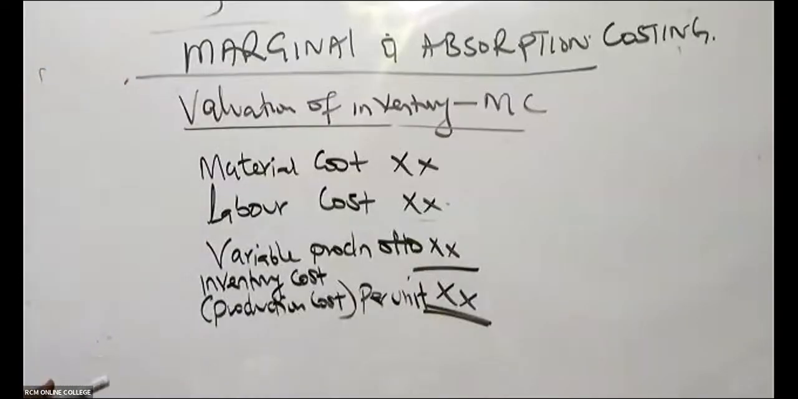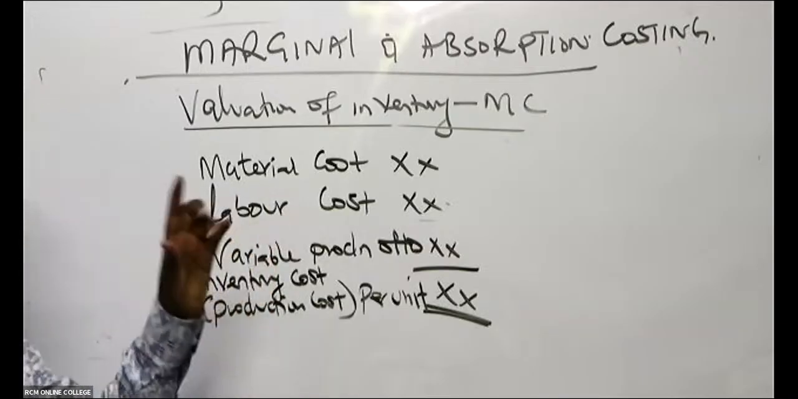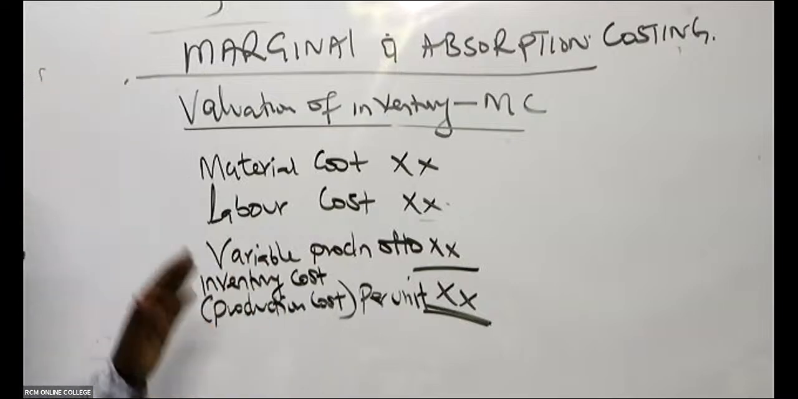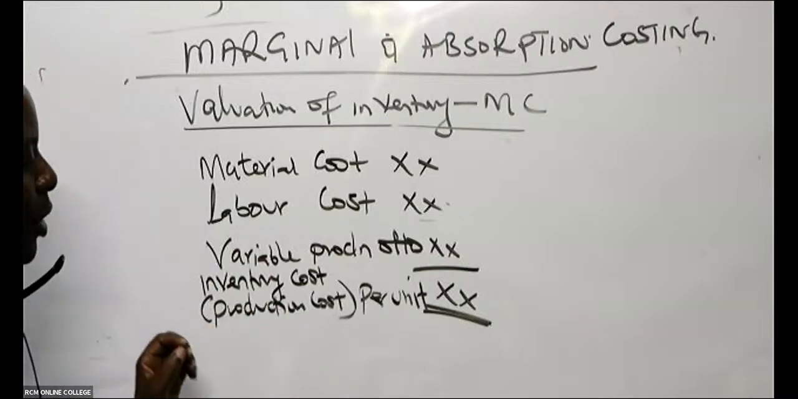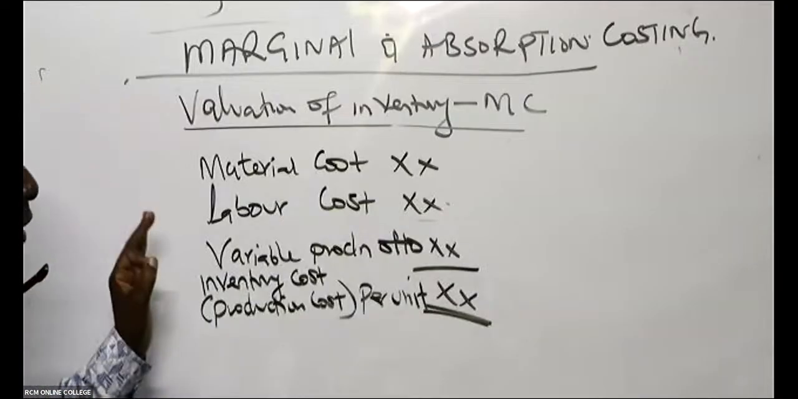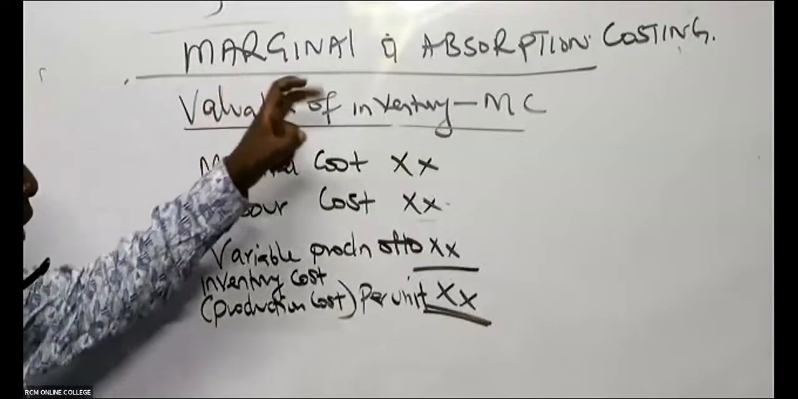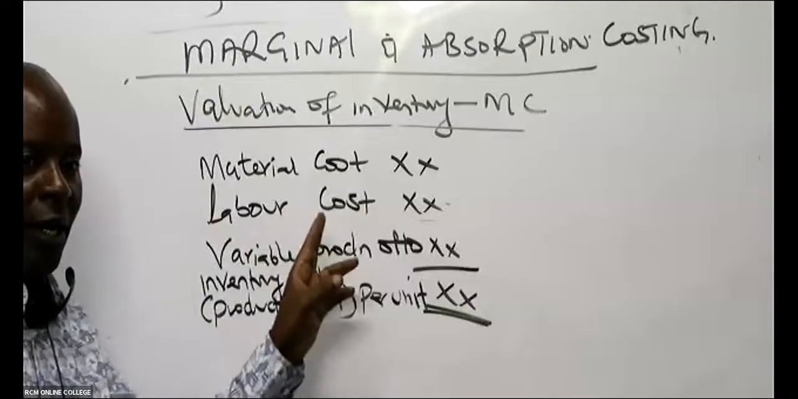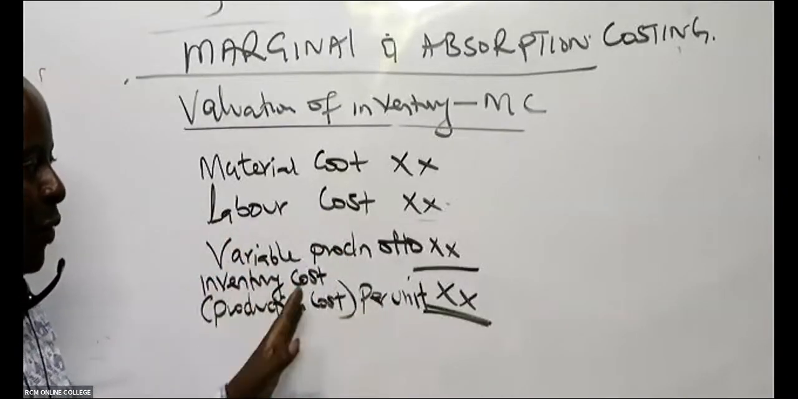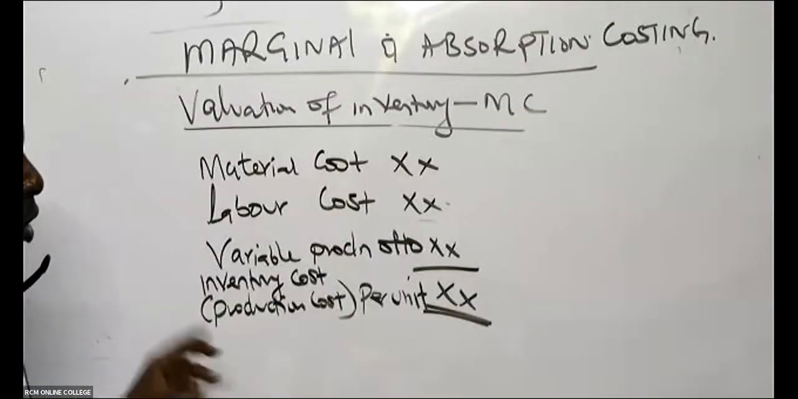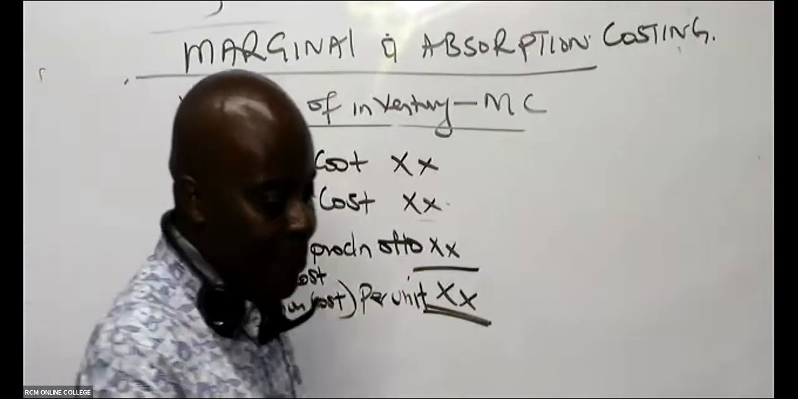Anytime you want to value your inventories under marginal costing, we cannot bring in fixed cost. In terms of inventory valuation, or valuation of the units you have produced, we shall only be considering three costs: material cost, which is variable, labor cost, and variable production overhead. Those three will give us what we call inventory cost, or production cost, per unit.